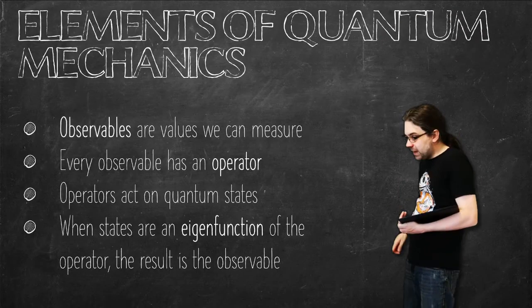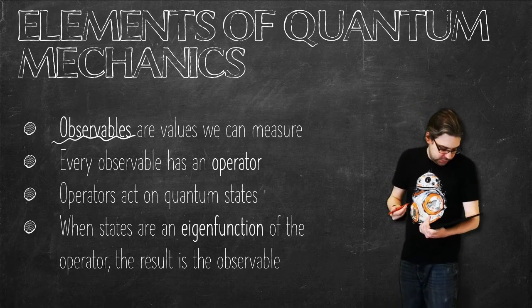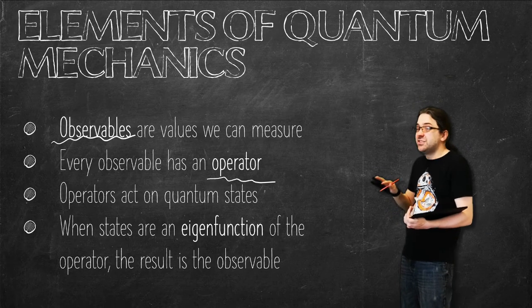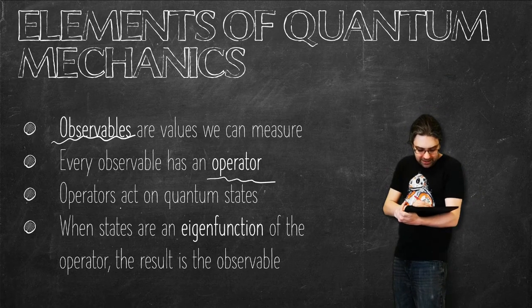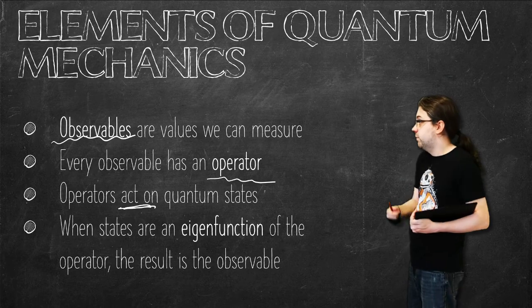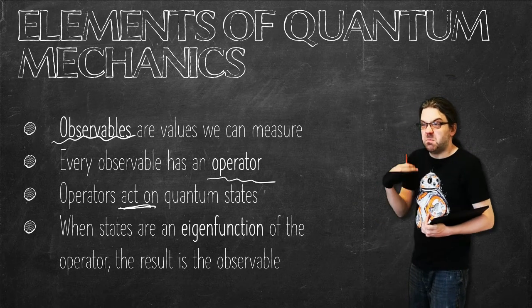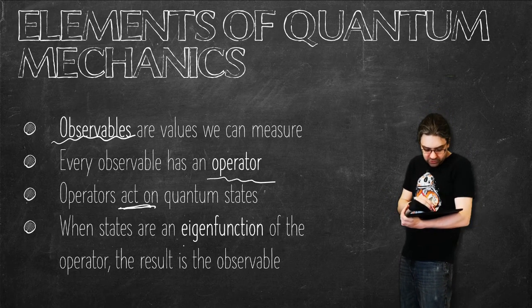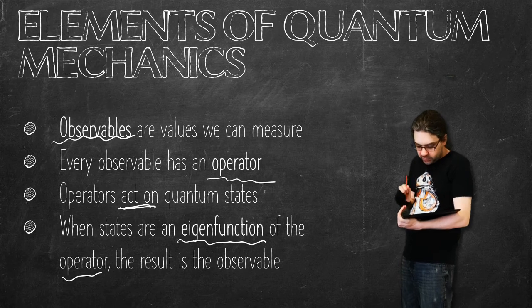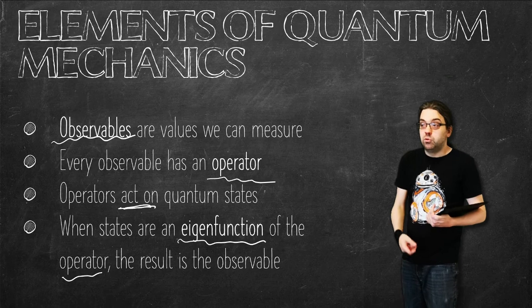So let's recap all of this. Observables, they are values that we can measure, and every observable has an operator. So the operator is just a mathematical tool, and it acts on a quantum state. So the quantum state is represented by some maths, and the operator is some maths. They can fit together and work together quite nicely. And when the states are an eigenfunction of the operator, the result we get from that is multiplied by the observable. We get the same function back multiplied by this value.